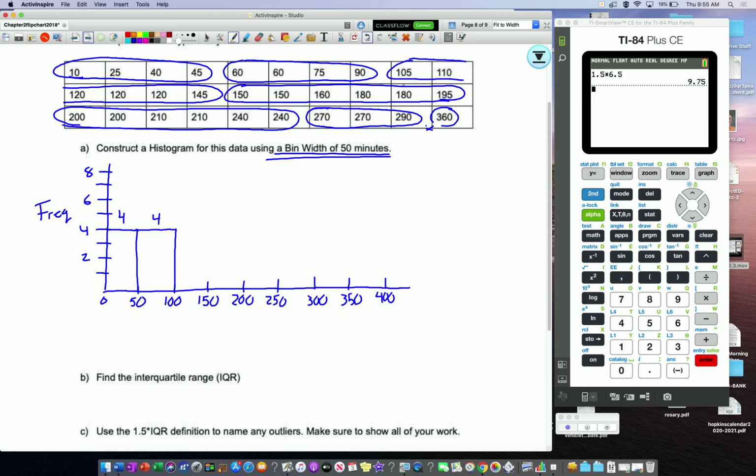Then the next group, 1, 2, 3, 4, 5, 6. So that goes up to 6. Then next group, 1, 2, 3, 4, 5, 6. Wow. That was 6. Next group, 1, 2, 3, 4, 5, 6. Oh my goodness. Scary. Then 1, 2, 3.